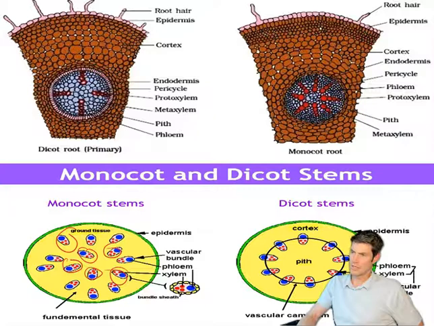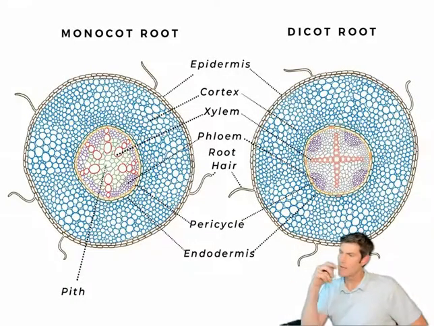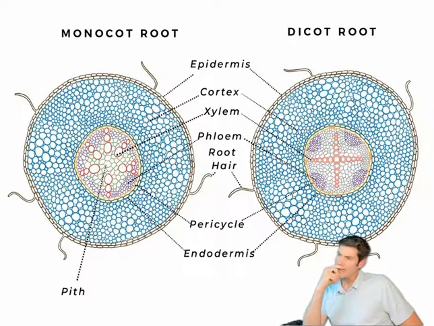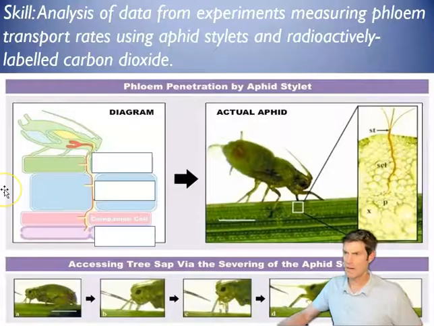The root, you'll see this is typical of a dicot root and then a monocot root. So just be aware of that. Why don't you go ahead and draw those also? So here's another picture I want you to have, just showing you the difference. Dicot and monocot roots.